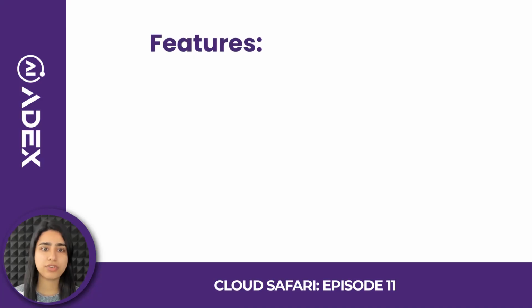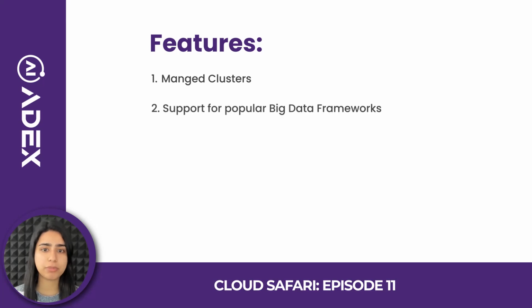Let's discuss some features of Amazon EMR. First one is managed clusters. Amazon EMR fully manages the lifecycle of clusters from provisioning to scaling and termination. Second one is support for popular big data frameworks. EMR supports popular open source big data frameworks like Apache Hadoop, Spark, HBase, and more, making it easy to process large data sets. Third one is integration with AWS services. Use services like S3, Redshift, RDS, Amazon DynamoDB, and AWS Glue.